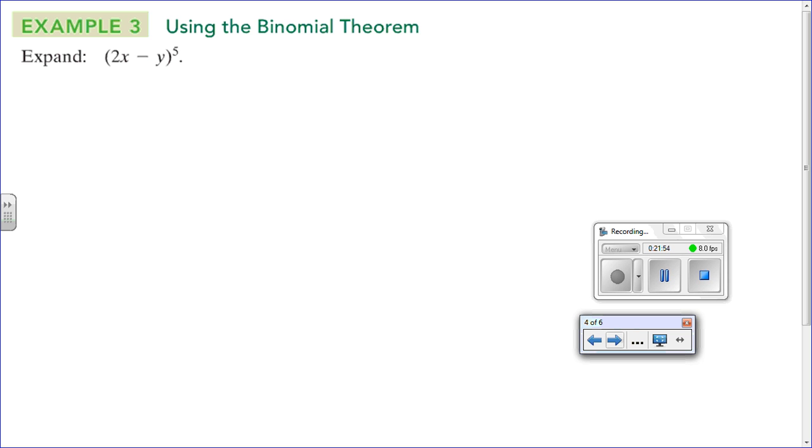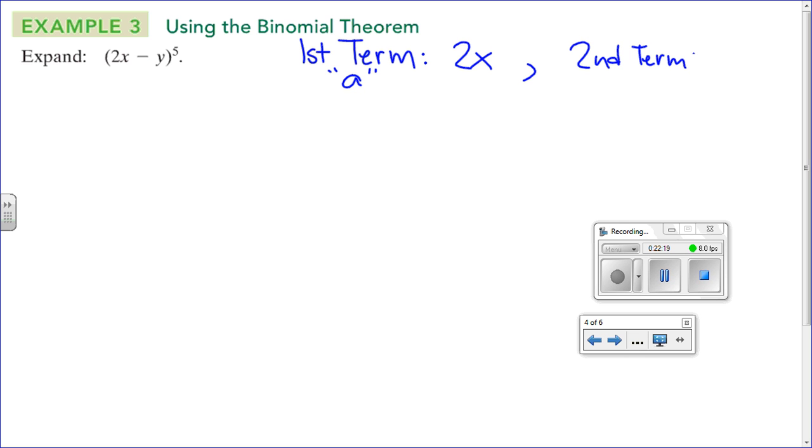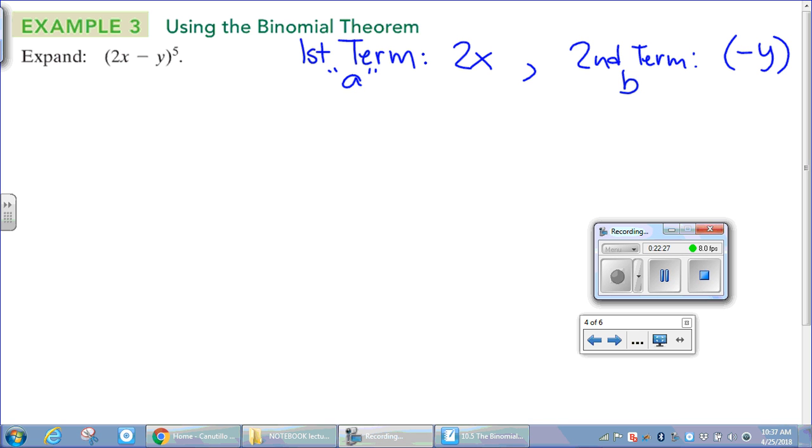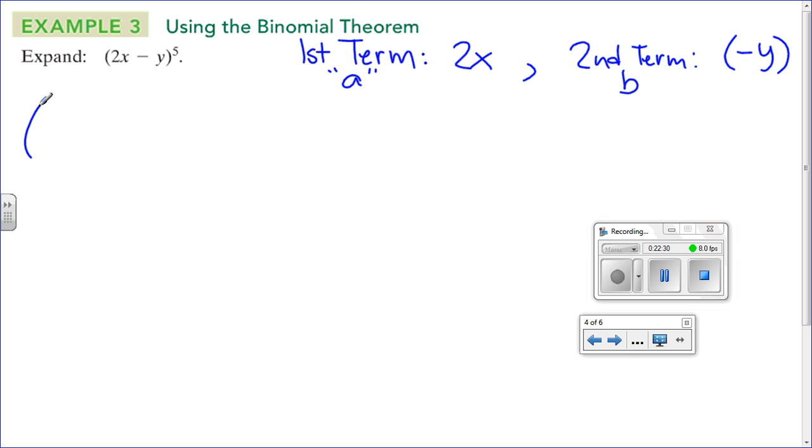Now, that one is a little trickier because we have not just x, we have 2x. And then we also have a negative. So this is what I want you to do first. You need to identify your first term, kind of like your a. So that is 2x. The second term, kind of like your b, is going to be negative y, in parentheses, please. Can we see if we can do it alone? I'm going to start with 5 choose 0.